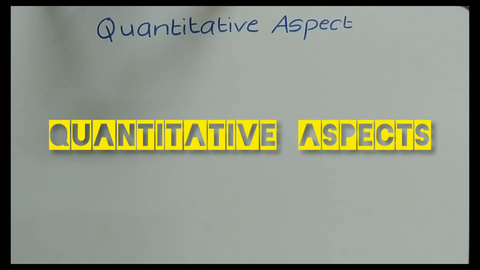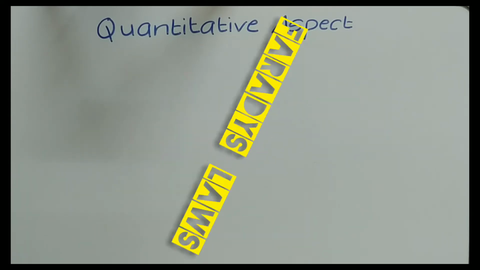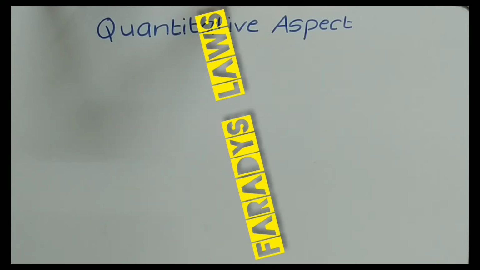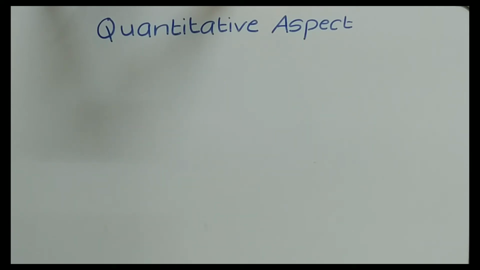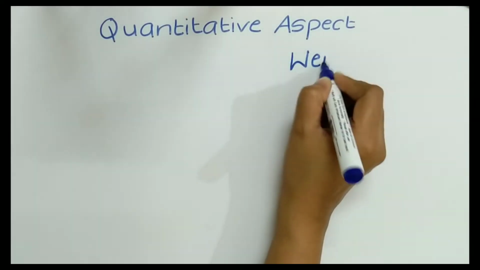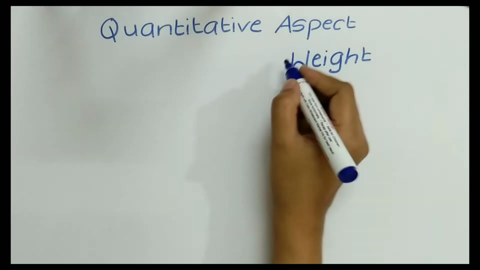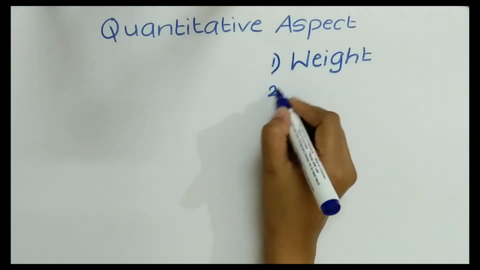So in the previous video we studied the products which are formed at anode and cathode when the electrolyte is in the aqueous form. Right. So today we will study the quantitative aspect, where we will study the weight of the product formed at anode and cathode.